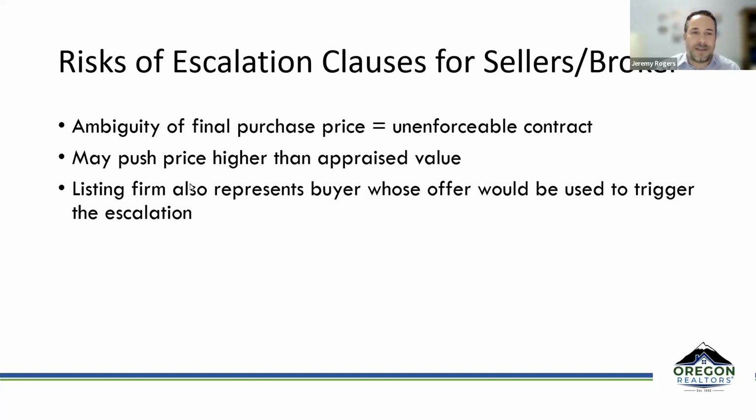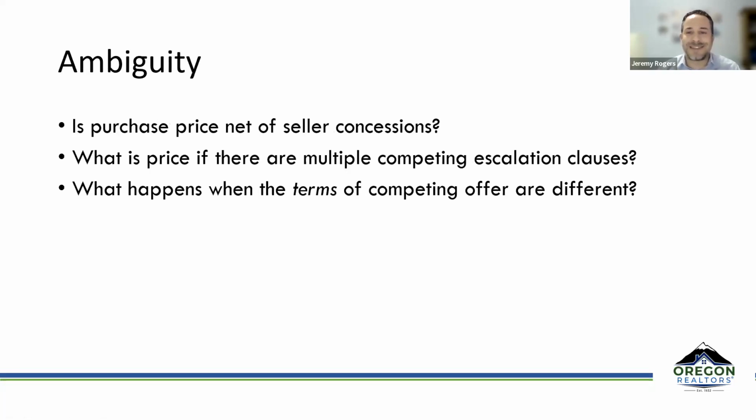So let us talk about ambiguity a little bit more. We talked about this. Purchase price ambiguity could be because of seller concessions, and it's not specified whether it's net of seller concessions when we're calculating the offer price. We talked about the multiple competing escalation clause issue, super messy. I mean, at the end of the day, that's likely to be resolved by the person with the highest maximum offer price in their escalation clause, their cap being the one that wins, but it's a messy way to get there. And then what about when the terms are different?